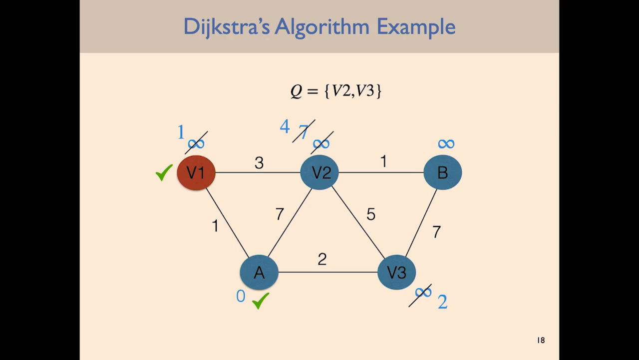So between these 2 vertices, V2 has an estimated cost to come of 4. V3 has an estimated cost to come of 2. So we're going to take out V3 from the queue. So that's what we did in the next iteration. Okay, good. Thank you. Yeah, other questions on the algorithm or the example?